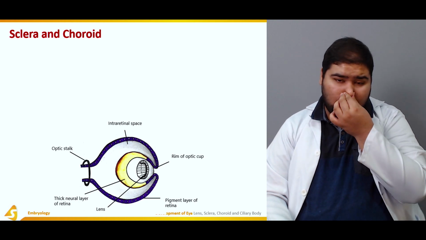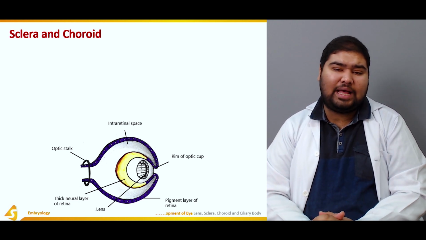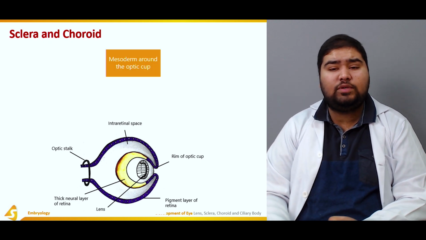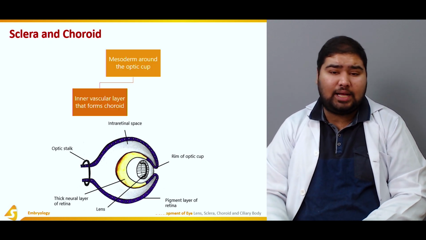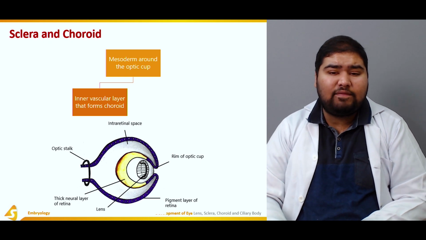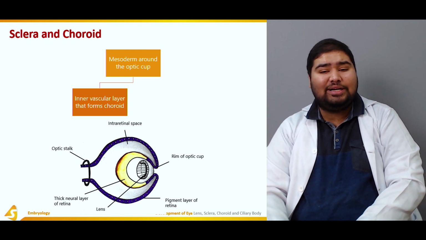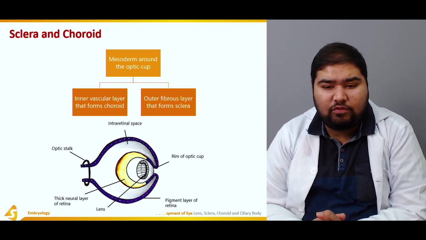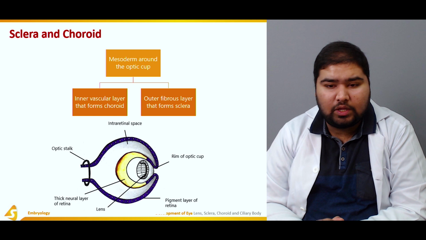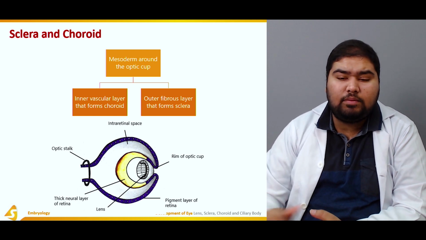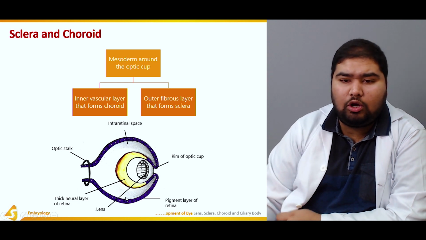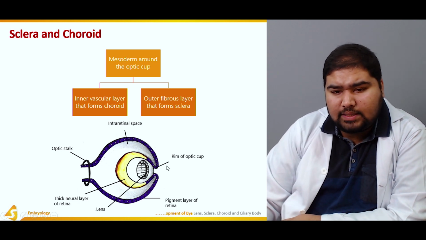Now, moving on to the development of the sclera and the choroid. So the mesoderm around the optic cup forms the inner vascular layer, which forms the choroid, and the outer fibrous layer that forms the sclera. So we're talking about the mesoderm, which lies around the optic cup. So this is the region of the optic cup.